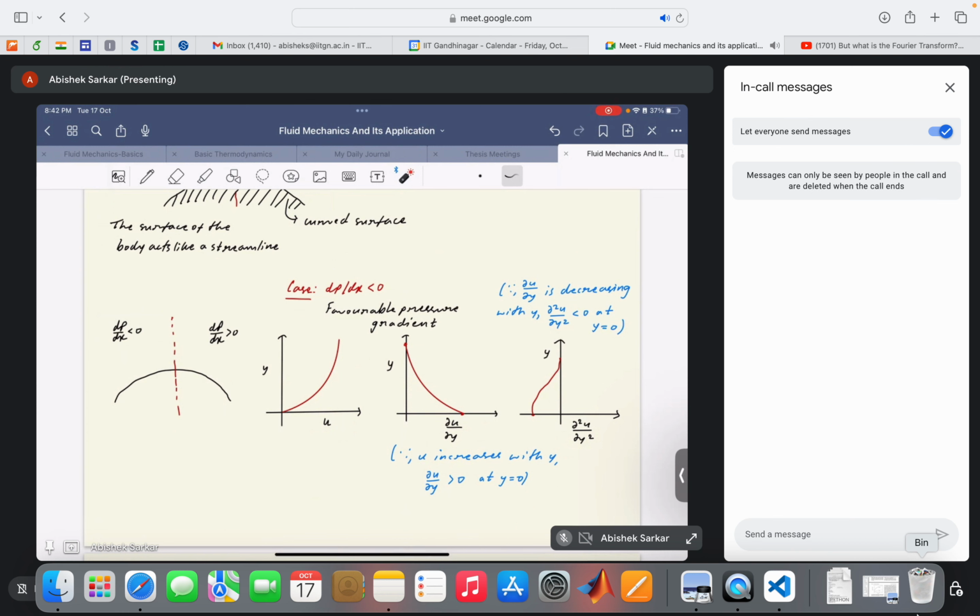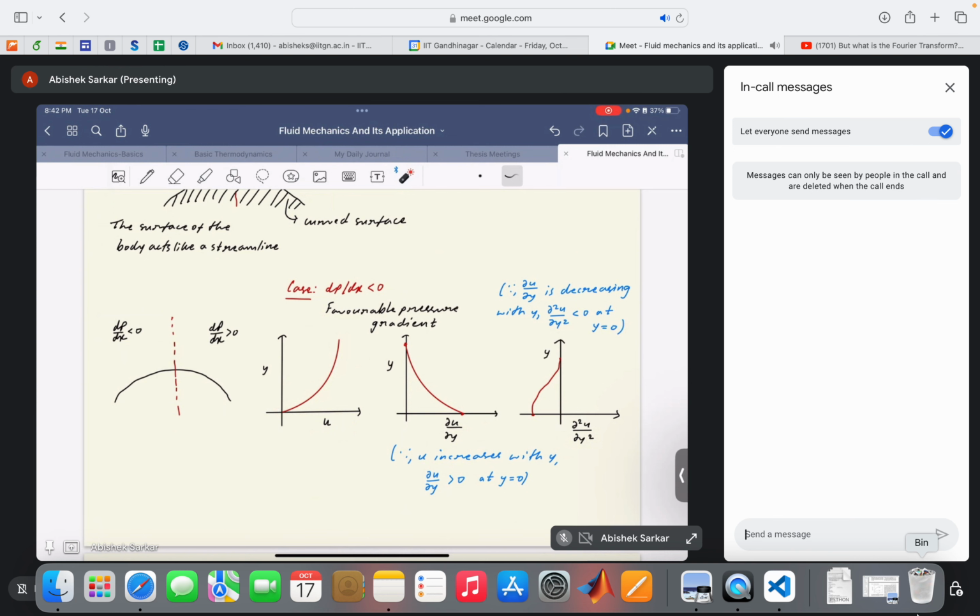So if dp/dx is less than 0, this is basically a favorable pressure gradient, and the velocity would increase with y. Okay, this will be the form of the velocity profile. So velocity will increase as we move up towards the free stream. Okay, consequently, since u increases with y, it will basically tell us that the velocity gradient is positive at the wall.